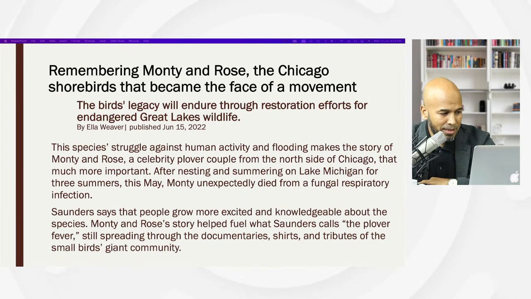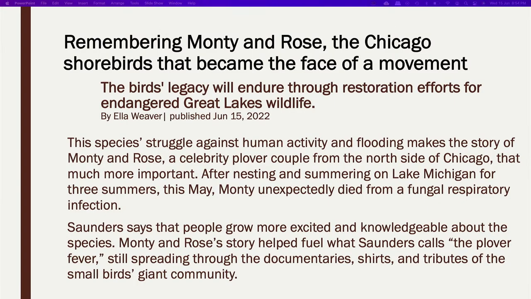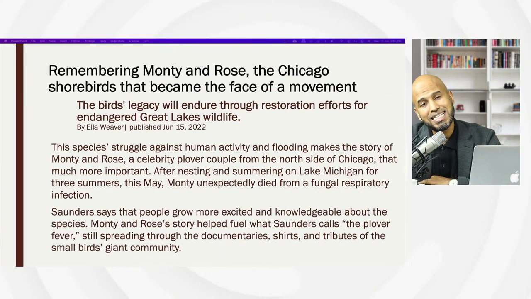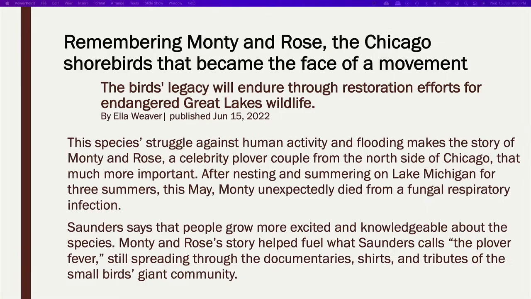This species struggle against human activity and flooding makes the story of Monty and Rose, a celebrity plover couple from the north side of Chicago, that much more important. Okay. So these two birds become the celebrity. Okay, so I'm reading the first sentence again for your understanding, because the first sentence is actually the topic sentence that can give you the idea of the paragraph. This is the second paragraph. This species struggle against human activity and flooding. Okay, so they are struggling against human activity and flooding makes the story of Monty and Rose, a celebrity plover couple from the north side of Chicago, that much more important.